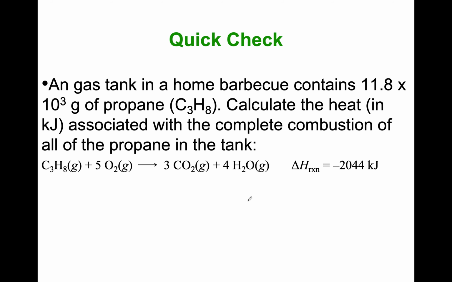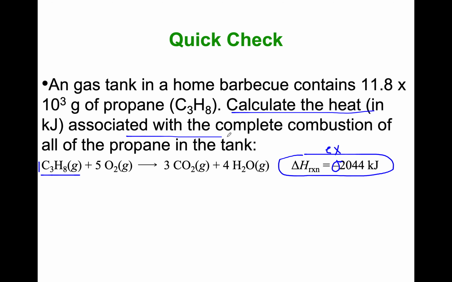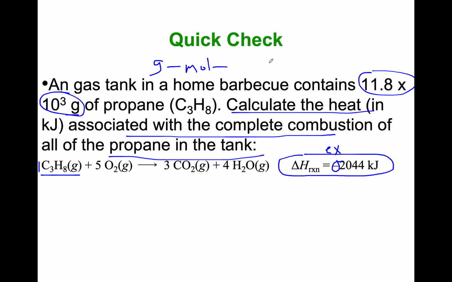So the last example we have here then is we've got a balanced chemical equation, 1 mole of propane, and if you look right away, that's exothermic. It is giving off heat. So it says calculate the heat associated with the complete combustion of all of the propane in the tank. So our propane is here, 11.8, and that's in grams. So we're going to need to go from grams to moles, and we're looking for the heat in kilojoules.